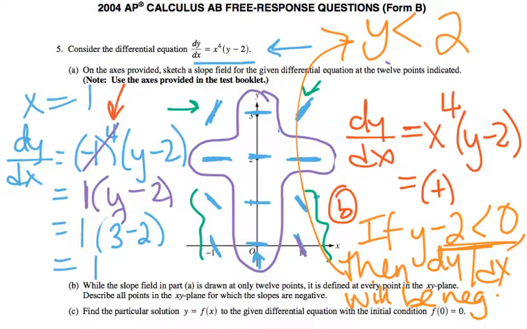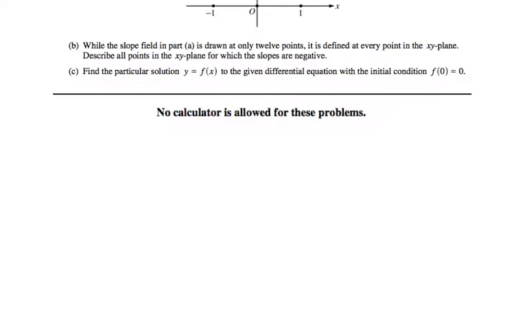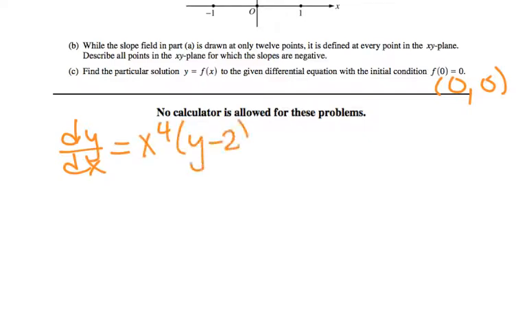All right, let's clear the page now and take a look at part C. So part C says find the particular solution y equals f of x to the differential equation with an initial condition of f of 0 equals 0. So we know that we have a point at 0, 0, and we're going to have to use that at some point in the problem. It's asking us to find f of x, or the original y. That means we are going to have to integrate. So we were given dy dx equals x to the fourth times y minus 2.